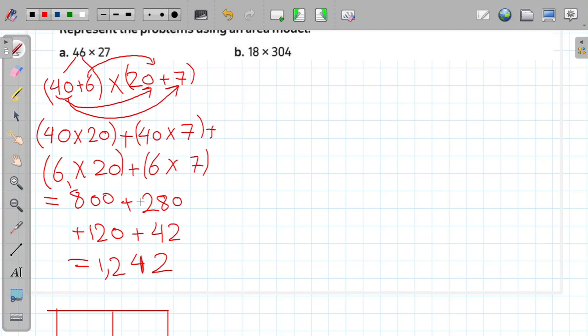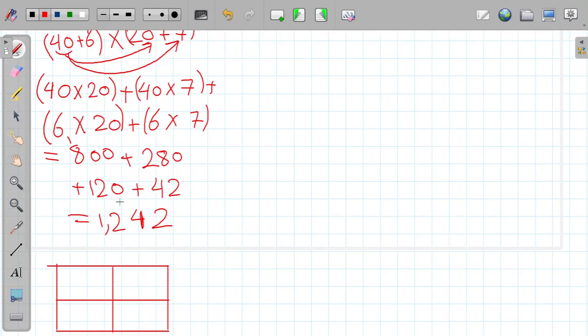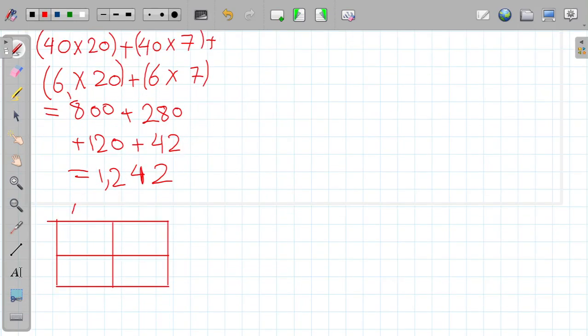I will write the two numbers on the rectangle side. So the first one is 40 and 6. So I will write here 40 and 6. And the second one I have 20 and 7. Okay, the second one is 20 and 7.